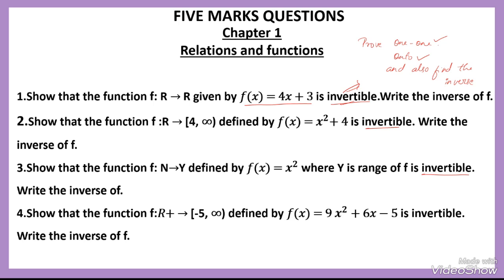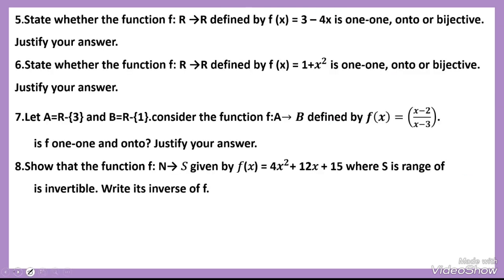Okay, here there is 9x square plus 6x minus 5. Here we have to make the function into its simplest form. After that, you have to prove the one-one and onto conditions. Here is question number 5. Okay, these are all the questions asked for 5 marks.